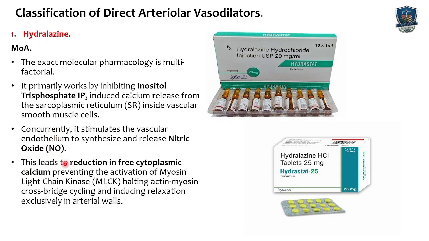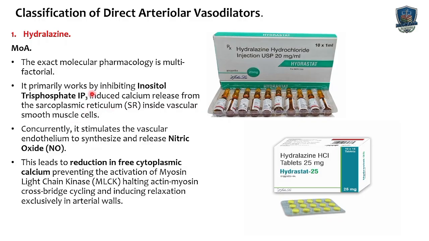When that happens, there is a reduction in the free cytoplasmic calcium, so there will be decreased intracellular calcium, and decreased intracellular calcium prevents the activation of the myosin light chain kinase, the MLCK. When you prevent the activation of the MLCK, you will halt the actin-myosin cross bridge, and this will lead to relaxation.